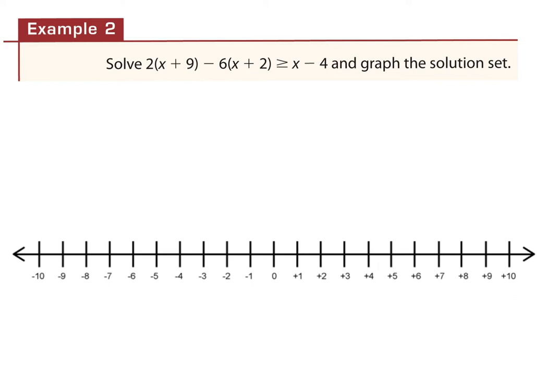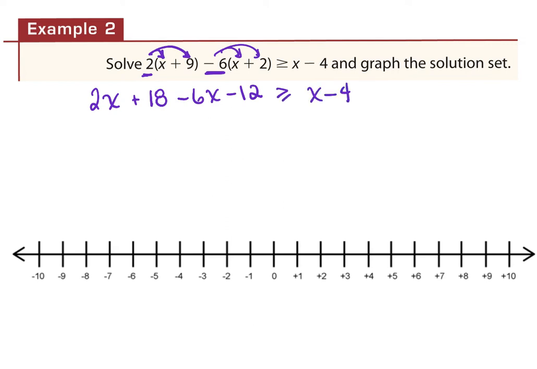My first step, if this were an equation, would be to distribute. That is my first step here. I'm going to take the 2 and distribute it through: 2 times x plus 2 times 9. I am going to take the negative 6, don't forget the negative, and distribute that through: negative 6 times x, negative 6 times 2. And then I'm going to write my greater than or equal to sign. Nothing on the right-hand side can simplify.